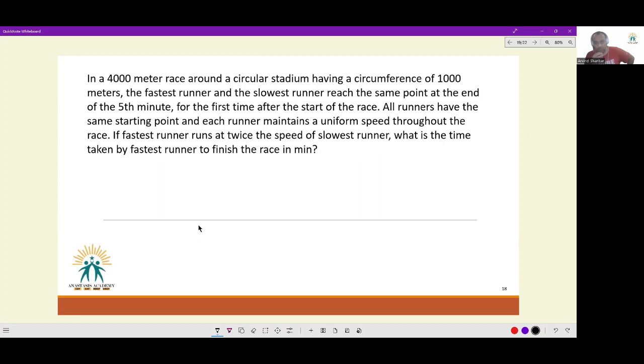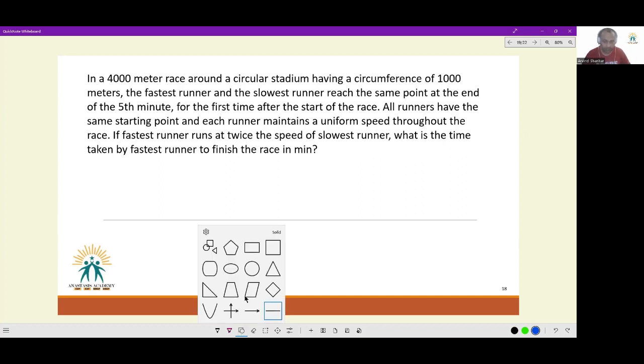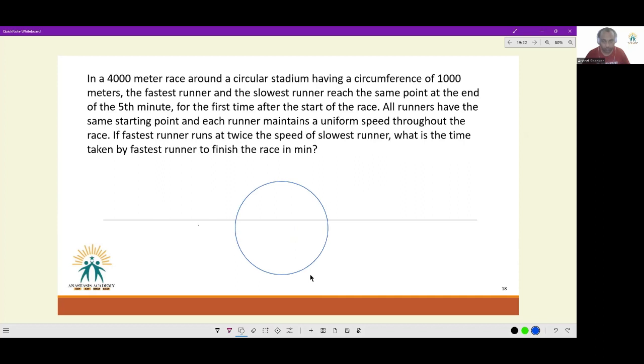Now understand, this question will be difficult to solve if you try to solve it just from the initial statements, but from the subsequent statements it will be fairly straightforward and easy to understand. One thing, 4000 meter race with 1000 meters, so there are 4 laps that have to be done. Now we are told fastest runner is running at twice the speed of the slowest runner. So let's say the fastest was running at the rate of 2 and slowest was running at the rate of 1.